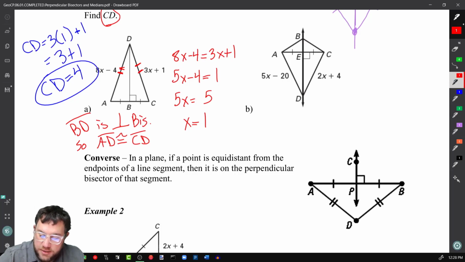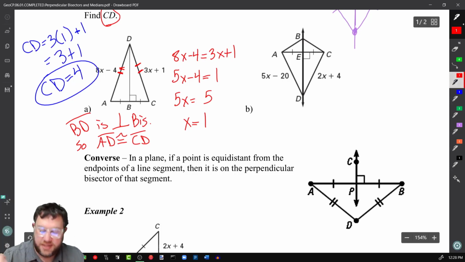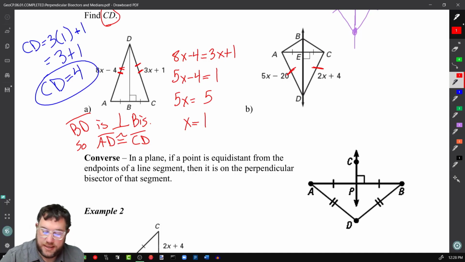On part B, we know that BD or ED or DB or DE or BE, there's several ways to name it. We know that that vertical line is a perpendicular bisector. We know that because these two pieces are congruent and we have a right angle. Remember that. That's what makes it a perpendicular bisector. Because it is, we know that AD and CD are congruent, just like in our last example.